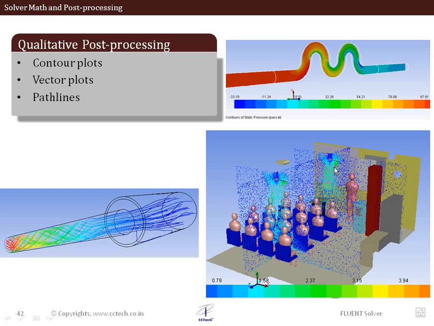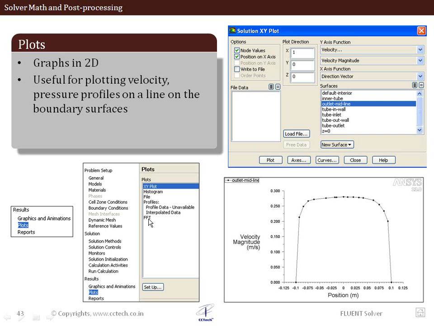So a multiple reference frame problem was solved for the heating, ventilation, and air conditioning analysis of this room. For internal flow applications, you can see such contour plots. This is a pressure contour plot. You can see the pressure is quite high, but along the curvature the pressure starts dropping. You can also see path lines here. This is very helpful to visualize the flow inside the domain as well.